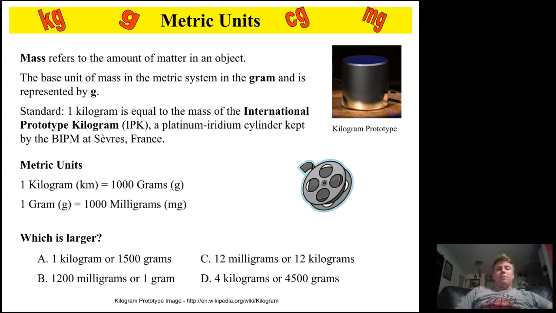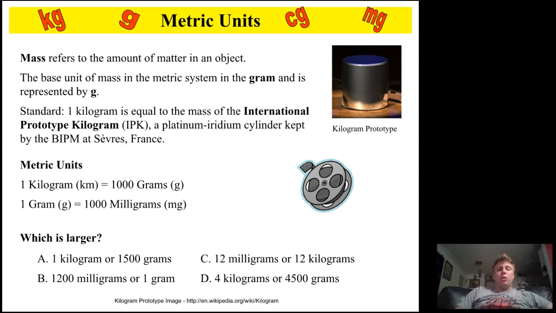The metric system for mass refers to the amount of matter. Let me repeat that. Mass refers to the amount of matter in an object. The basic unit of mass in the metric system is the gram and is represented by a lowercase g. Metric units include 1 kilogram, which is equal to 1,000 grams, and 1 gram, which is equal to 1,000 milligrams.